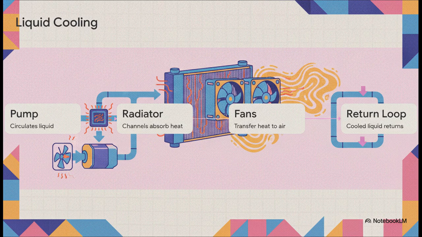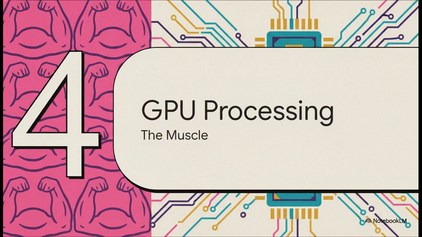Liquid cooling. This specific cooler uses a really fascinating, leak-proof brushless DC motor. It drives a constant 4-step cycle. It pumps liquid to absorb the CPU's heat, sends it through radiator channels, uses fans to blast that heat out into the air, and then returns the cooled liquid right back to the pump. It's basically exactly like the radiator in your car, just miniaturized for a silicon brain. That brings us to Part 4, the muscle, better known as GPU processing.